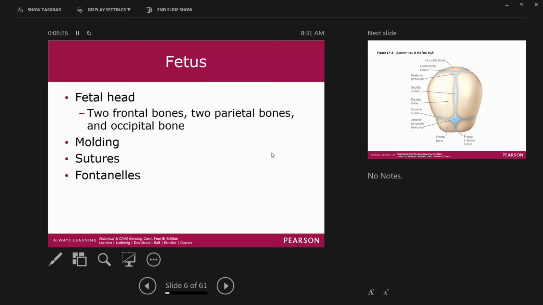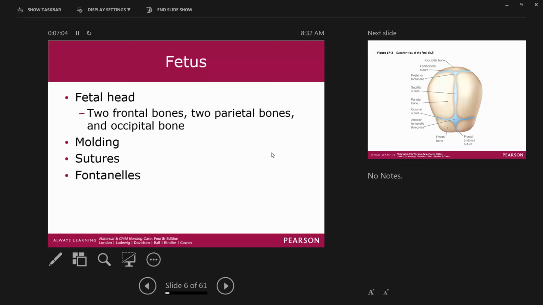But anyways, when we're talking about the fetal head, babies don't have one solid skull like we do. They start out with their bones separated. So they have two frontal bones, two parietal bones, and just one occipital bone, okay? And these bones are not fused. So during the birth process, these bones can get squished and overlap, and that's what molding is. The head has molded to the shape of the birth canal to get out.